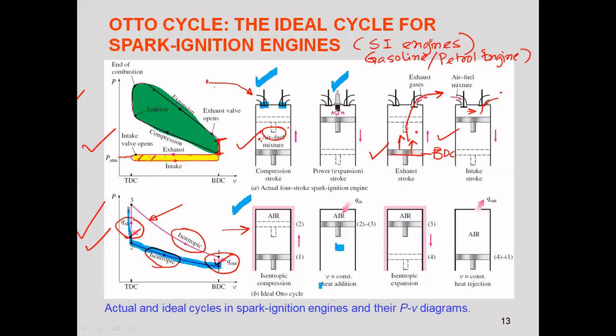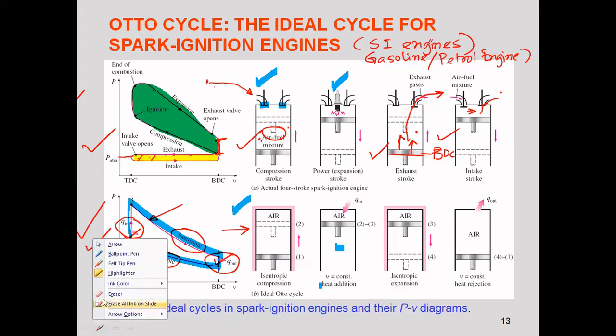So, isentropic compression, constant volume heat addition, isentropic expansion, and constant volume heat rejection. Why is heat rejection necessary? Because from this point to this point, you need to get back to the initial state, and the only way is by doing a heat rejection. So there are differences between the actual cycle and the ideal cycle in terms of the PV diagram. The PV diagram is also known as the indicator diagram.